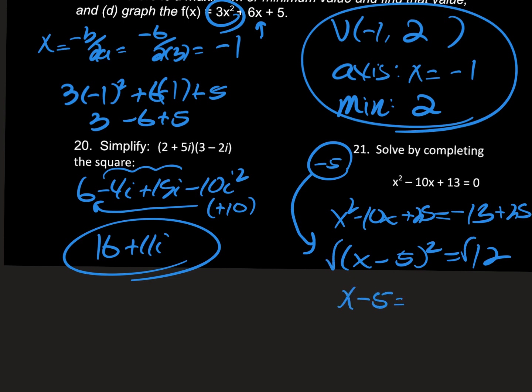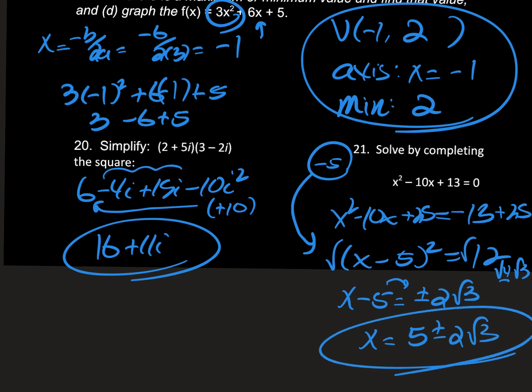The square just goes away. Over here, the square root of 12 is really 4 times 3. Don't forget your plus or minus sign. The square root of 4 is 2. Don't know what the square root of 3 is. Move the 5 over, and we are donezo. If I move the 5, it becomes positive 5, plus or minus 2 root 3. There you have it. There's your practice test.